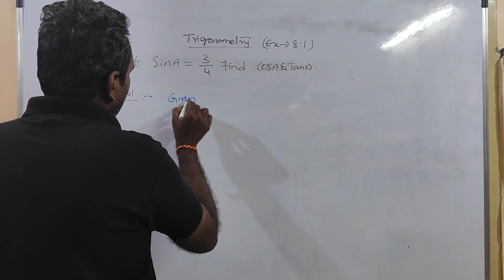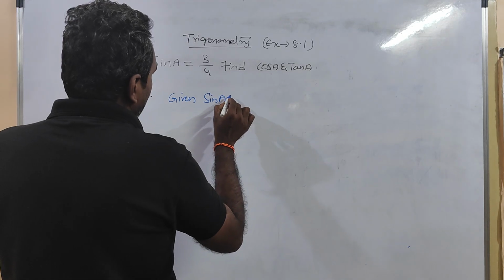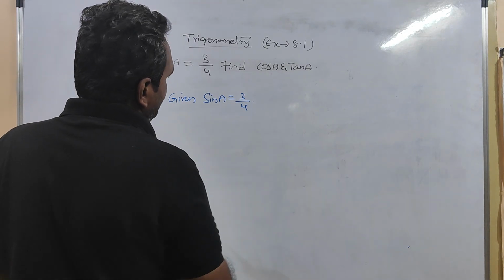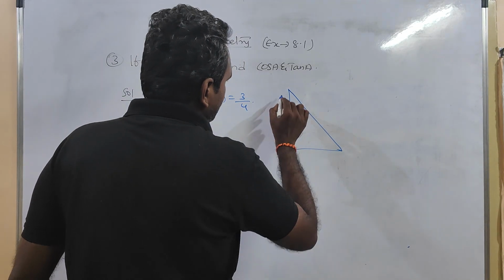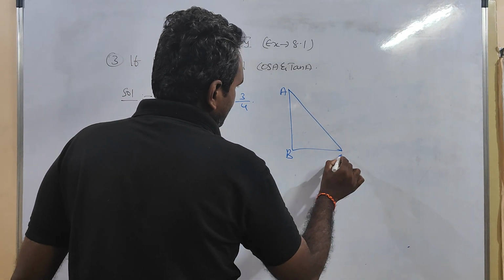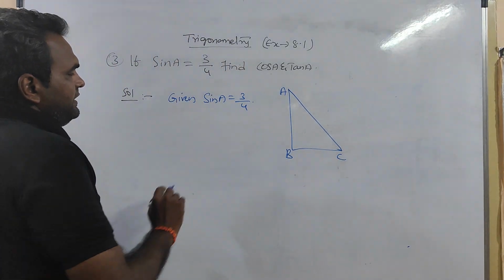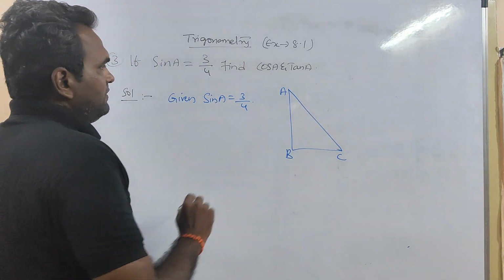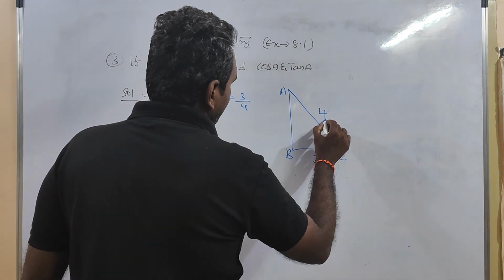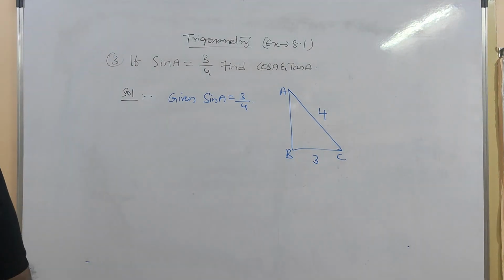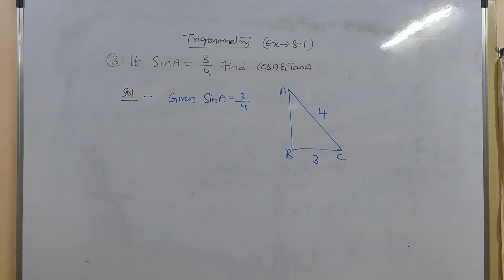Given sin A is equal to 3 by 4. Okay, let us go with the diagram. ABC is my triangle. In that sin A is given as 3 by 4. So my opposite side has to be 3 and my hypotenuse has to be 4. Then what about my adjacent side? Tell me, what about my adjacent side?